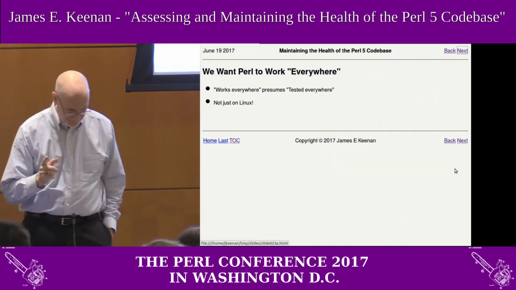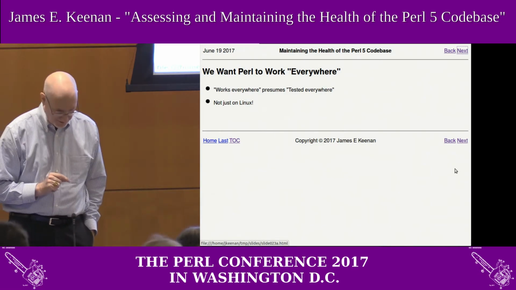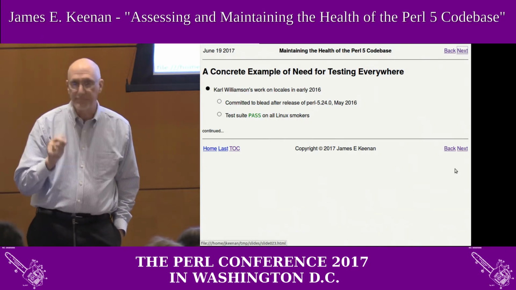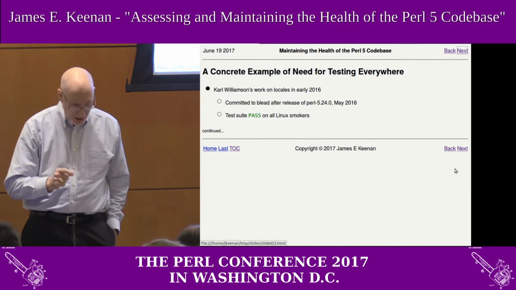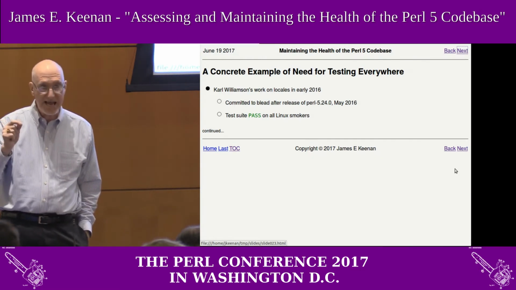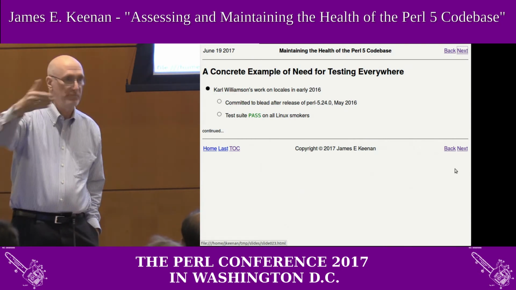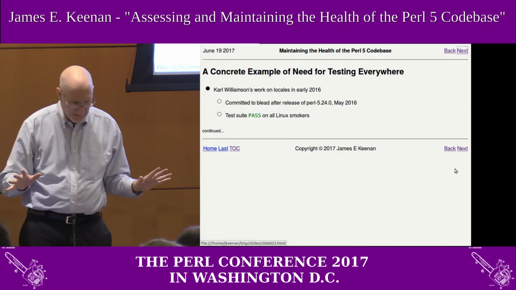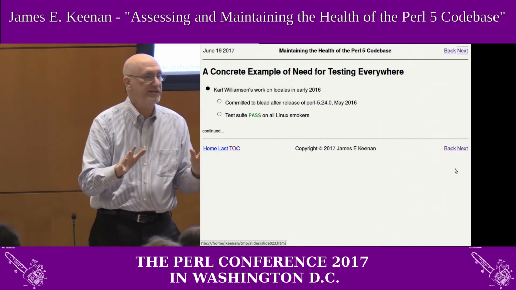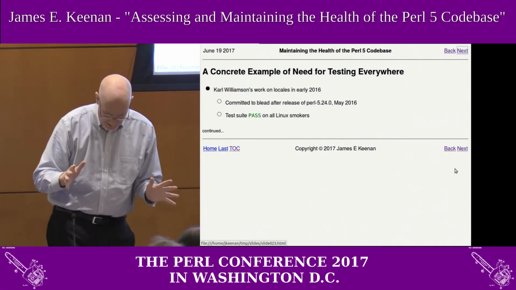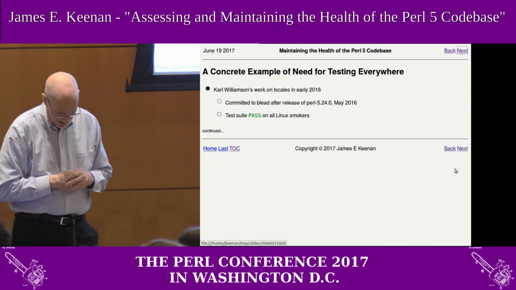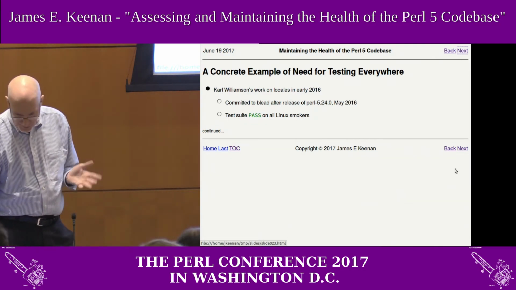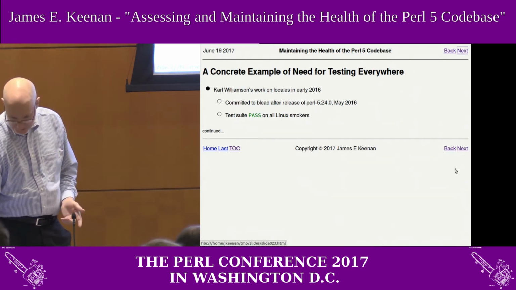Now let me give you a concrete example of the value of diverse smoke testing, which we experienced over the past year. In early 2016, Karl Williamson did a tremendous amount of work on improving Perl's handling of locales. Once we shipped Perl 5.24 in May of 2016, Karl's work was merged into Bleed. And there were a few smoke test failures here and there, but they were all very quickly corrected. At that time, however, almost all our smoke test reports were coming from Linux. So we had no information as to what was happening on other operating systems. In particular, between May and August of last year, the number of smoke test reports that we had on FreeBSD was 0.